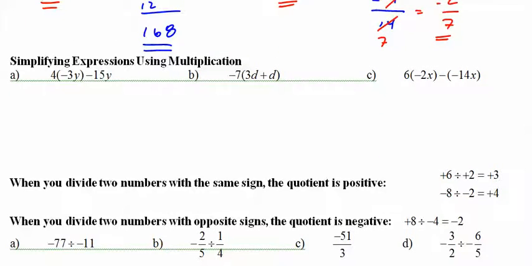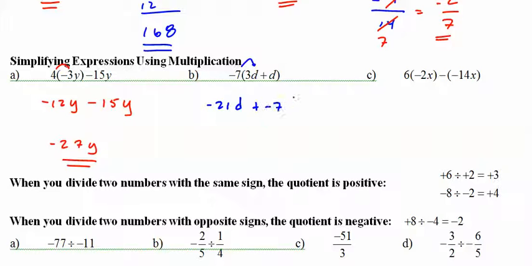Simplifying expressions using multiplication. Now we just get rid of all our parentheses and see if we can combine any like terms. So 4 times negative 3, negative 12y, negative 15y just comes down. Negative 12 minus 15 is negative 27y. Negative 7, get negative 21d plus negative 7d equals negative 28d.